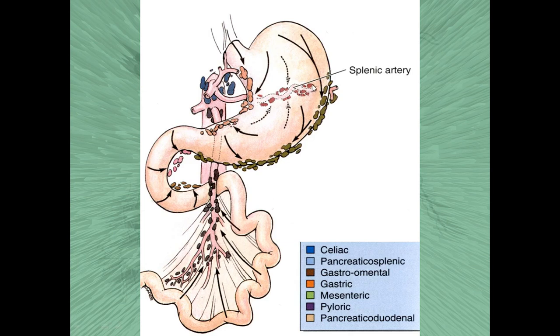And posterior to the stomach, you can see the pancreatosplenic lymph nodes around the splenic artery, mentioned in the pancreas group. Then lymph is collected to the celiac lymphatic nodes, then into the intestinal trunk, thoracic duct, left venous angle.